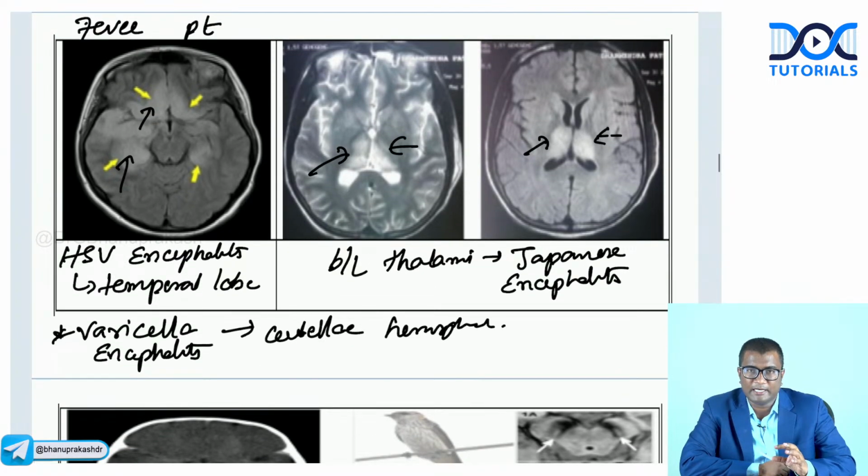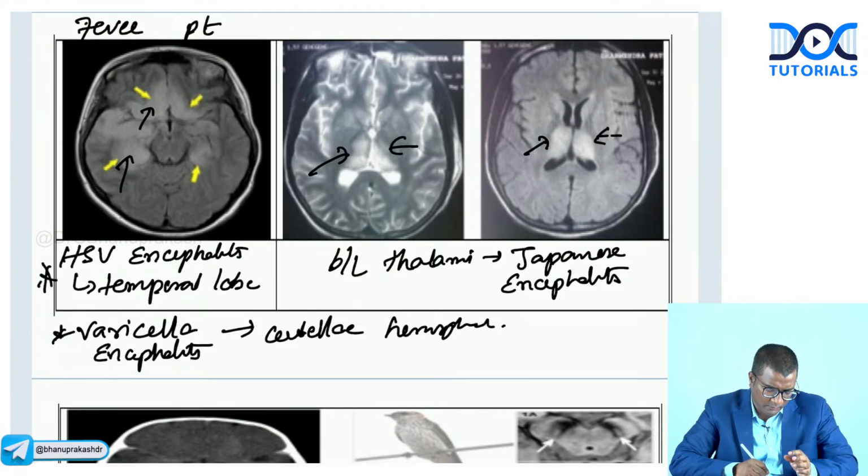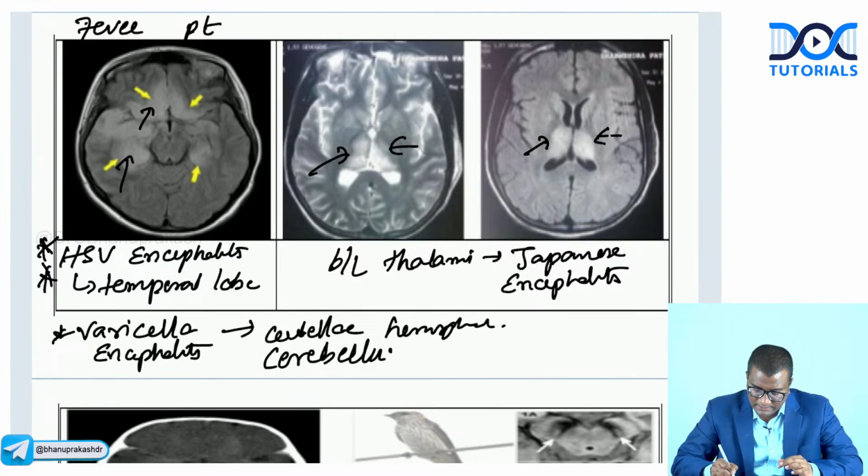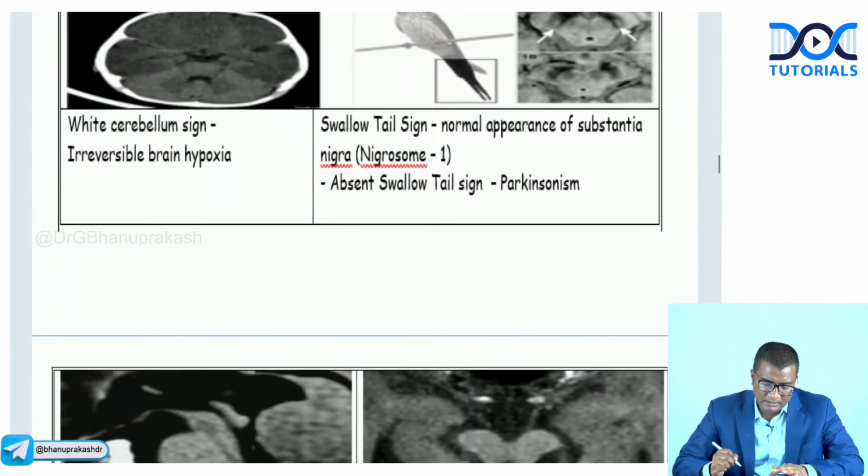So HSV encephalitis involves temporal lobe. This has been a frequent question. We solved a question together also. So temporal lobe involvement is herpes simplex encephalitis. Japanese encephalitis involves the bilateral thalami. Cerebellum, right, is involved in case of varicella encephalitis.